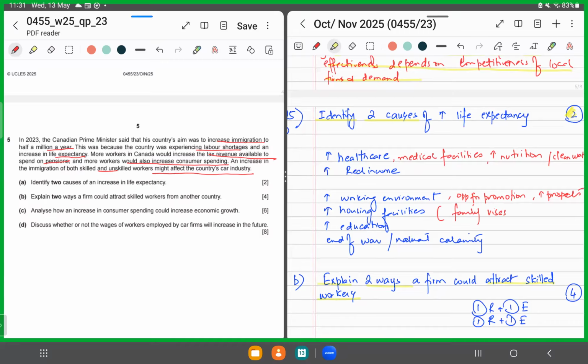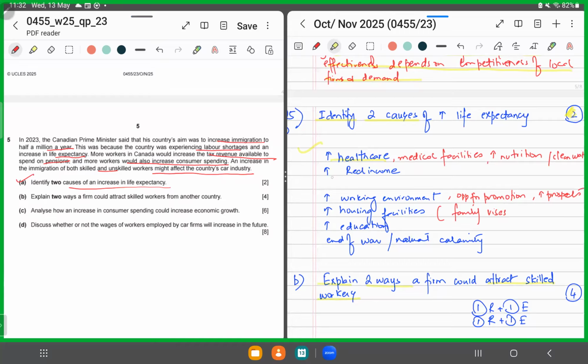Now what are they saying? Identify two causes of an increase in life expectancy. So now why do you think people are living for a longer age? You're going to identify, so just going to list it down. Better healthcare. Since Canada offers excellent medical facilities, high nutrition, access to clean water, excellent healthy food supplies, excellent healthcare facilities for its population, this means people are going to live longer, they're going to be healthier.